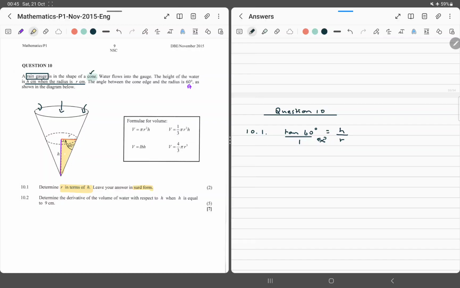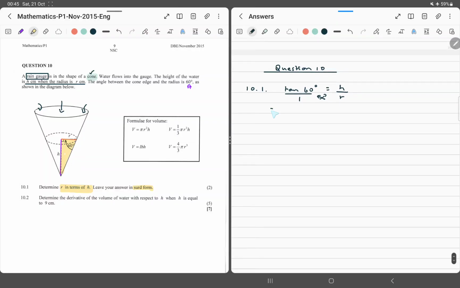The famous gymnastics of cross multiplication will imply that our r is basically going to be h over the tangent of 60 degrees. Now the tangent of 60 degrees from special angles is basically square root 3. Bit of trigonometry there, but you can even use your calculator if you don't remember, but you should know.